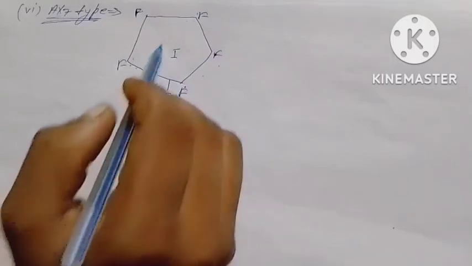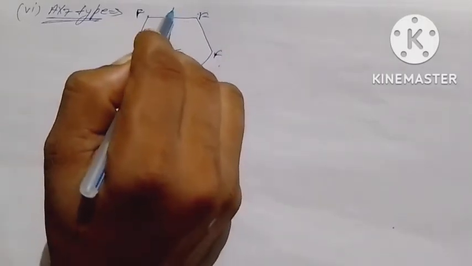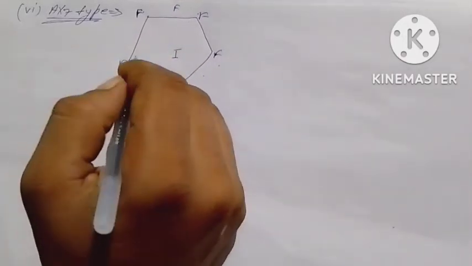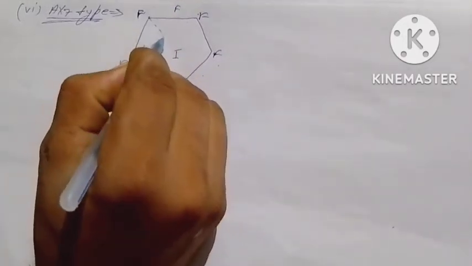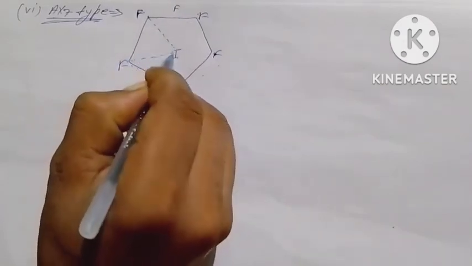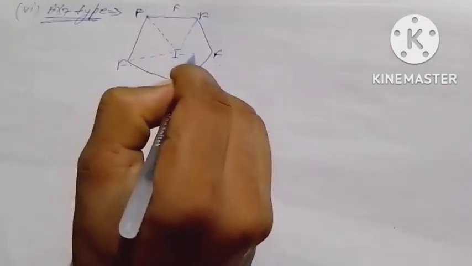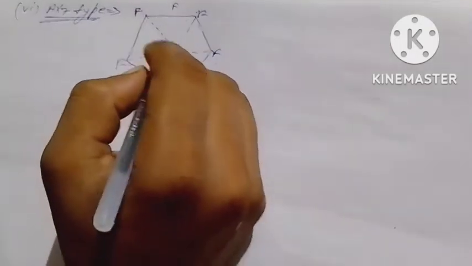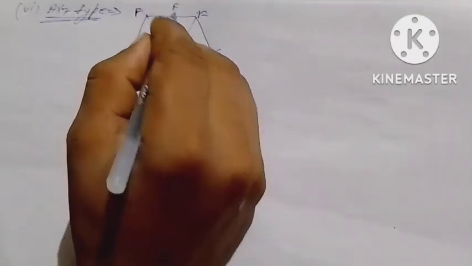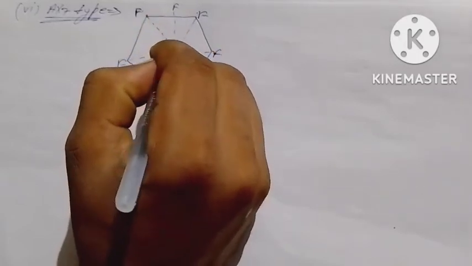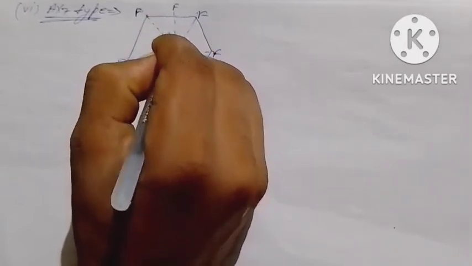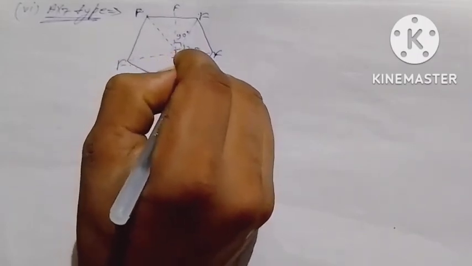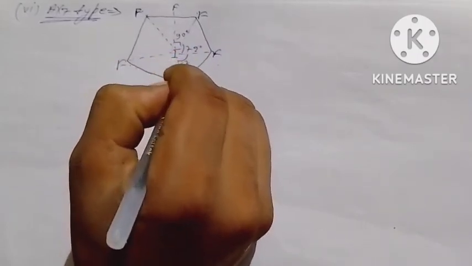And this next is a fluorine atom, the seventh one. And the structure is like this. The bond angles are 90 degrees, 72 degrees, and 72 degrees.